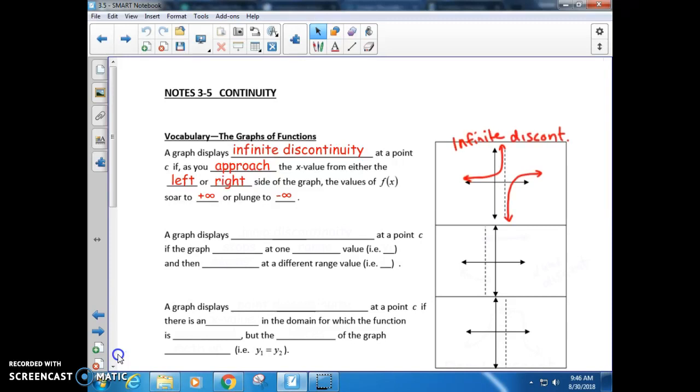infinite discontinuity. So you can see, and I'm going to use my cursor just because, as you're coming along, it shoots straight up once you hit this dotted line here. I know you can't see it, but this dotted line here, that's where I'm trying to figure out where it's continuous. So that's the point C, where it says at a point C. So if we approach from the left, so again we're coming along from the left, it shoots straight up. We're coming from the right, it shoots straight down.